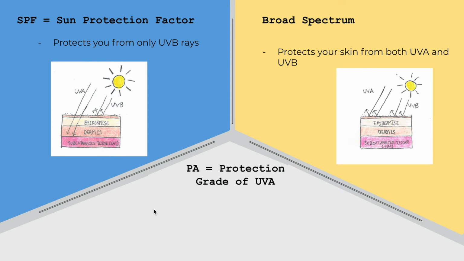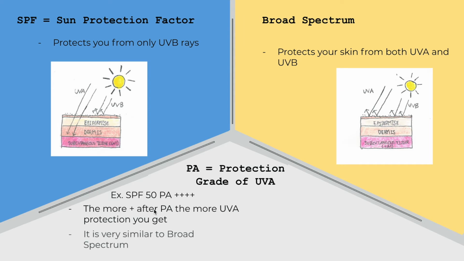Now, PA+ is the hardest to understand out of the three. PA stands for protection grade of UVA. An example would be SPF 50 PA++++. The SPF shows the protection from UVB rays, and the more pluses after PA, the more UVA protection you get. It is very similar to broad spectrum.